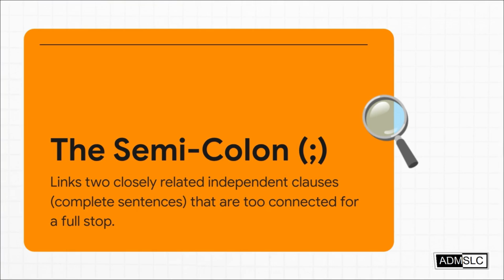First up, the semicolon. I love this one. The easiest way to think of it is like a super comma, or maybe a more sophisticated full stop. It's perfect for when you have two complete ideas that are so closely linked, a full stop just feels too final, you know? It creates this really smooth, elegant connection.